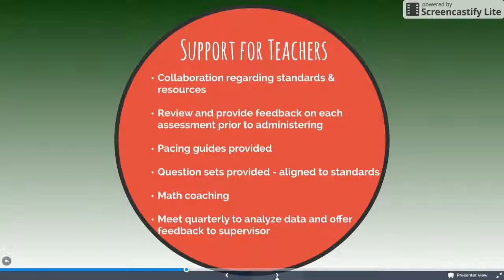As you know, we've also implemented this year a math coach who can help guide you throughout this entire process. And finally, we're going to meet quarterly to analyze the data and offer feedback to our math supervisor and district leadership.